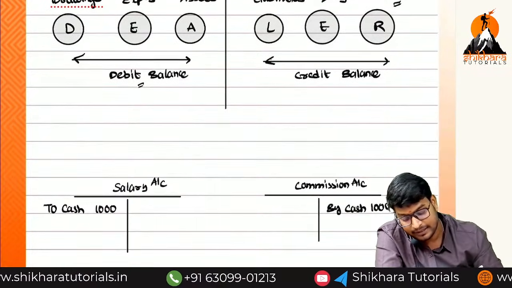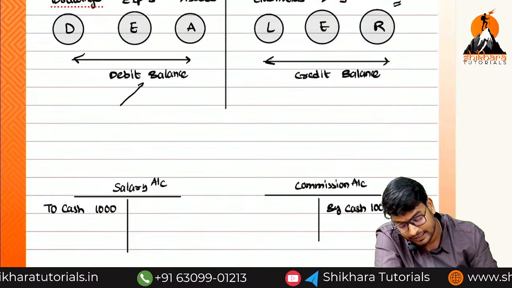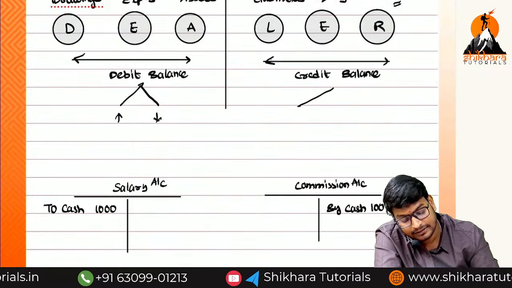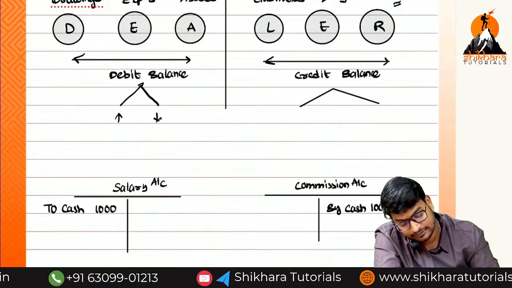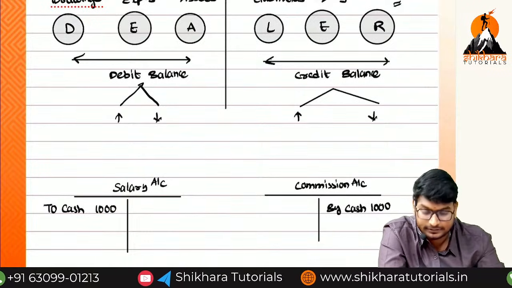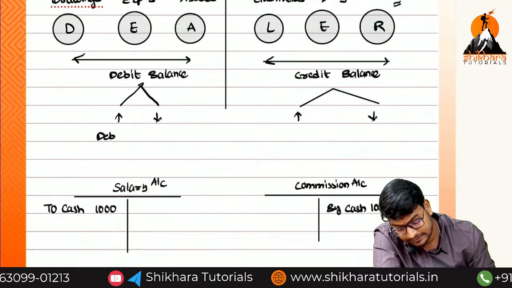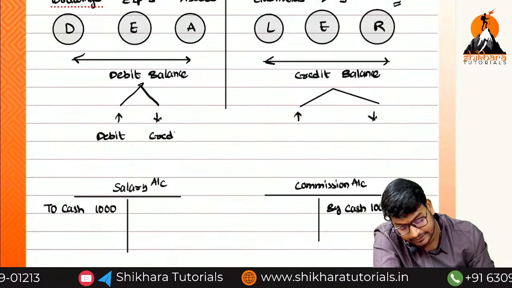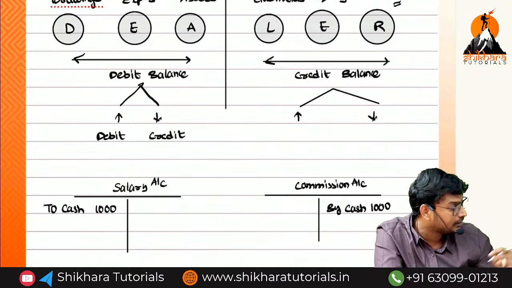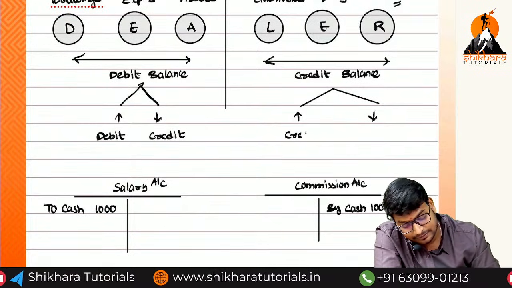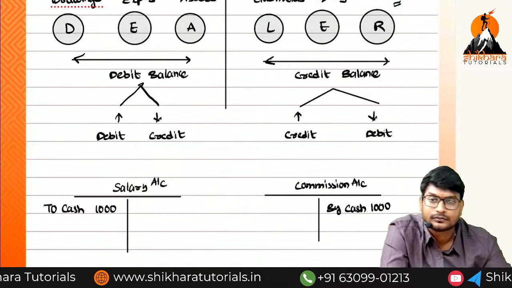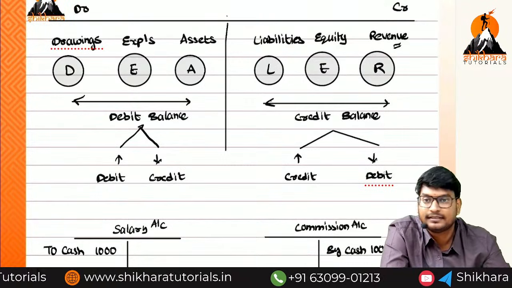So debit balance increases means what do we have to do? Increase or decrease. In the same way, credit also increases or decreases. So debit balance increases means debit, and decreases means credit. In the same way, credit balance increases means credit, and credit balance decreases means debit. You have to remember this one. Easily we can get to know.